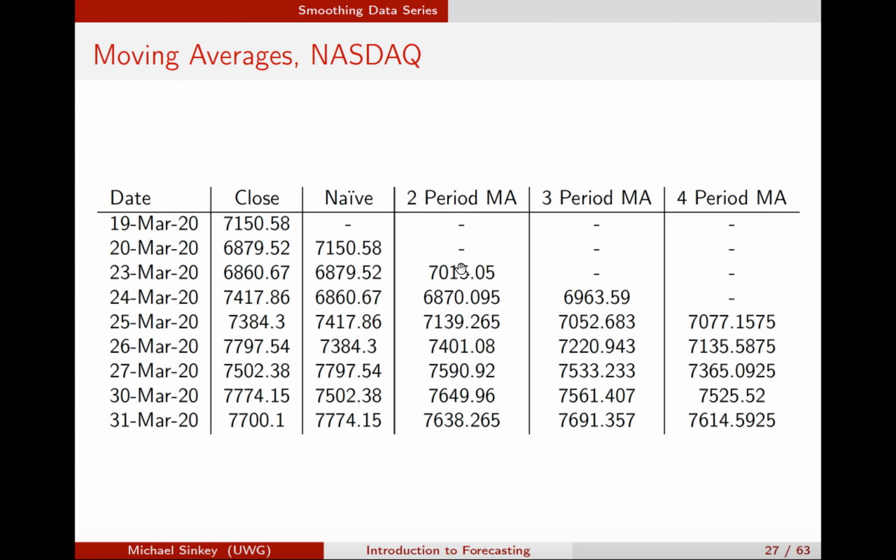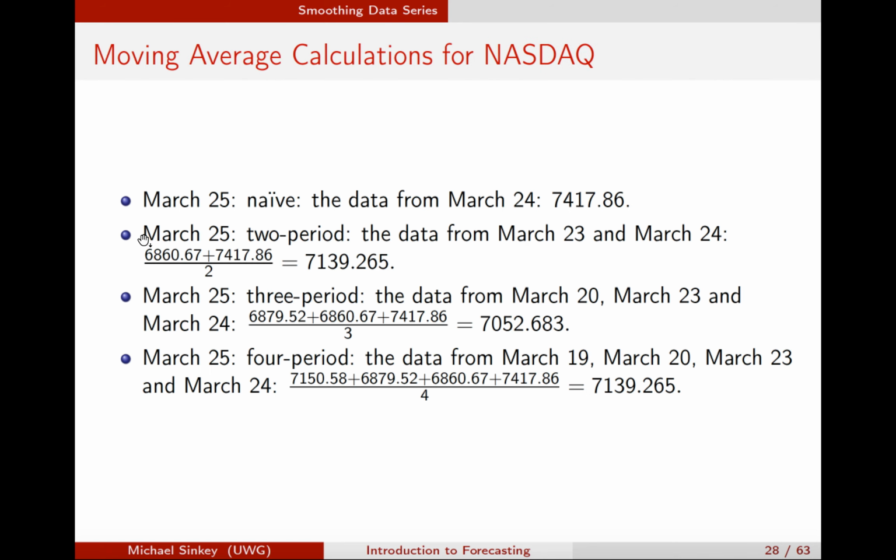I cannot make a 2-period moving average forecast if I assume that the first data that I observe is on the 19th. I can't make a 2-period moving average forecast until March 23rd, where I average together March 19 and March 20th. I can't make a 3-period moving average forecast until March 24th, where I average together March 19th, March 20th, and March 23rd. And I can't do a 4-period until March 25th, when I average together the previous 4 periods. And you can see this on the next slide.